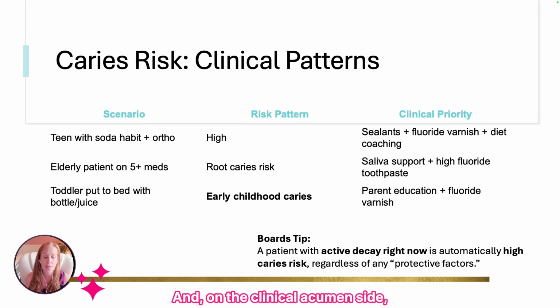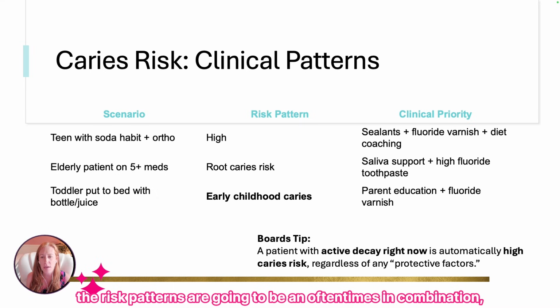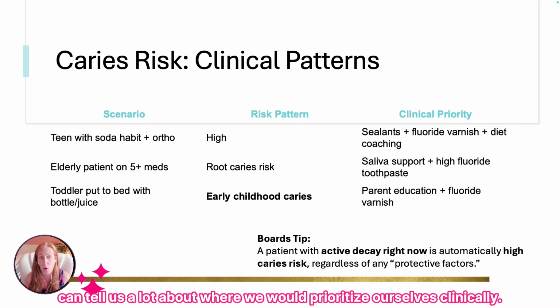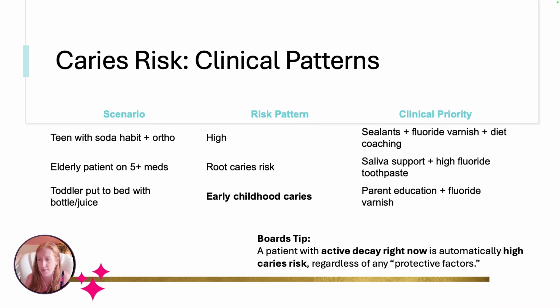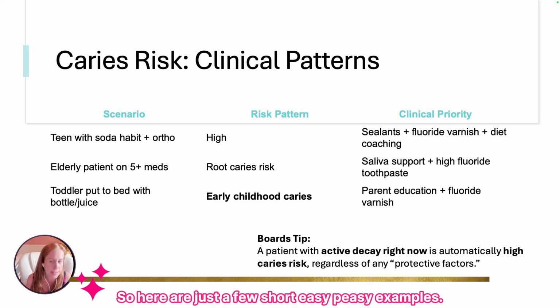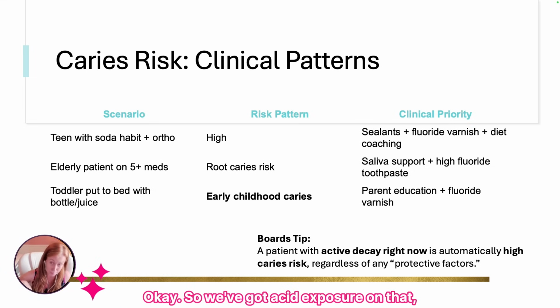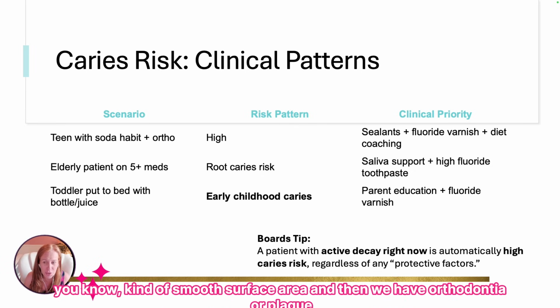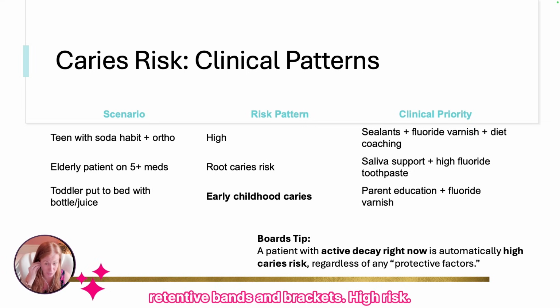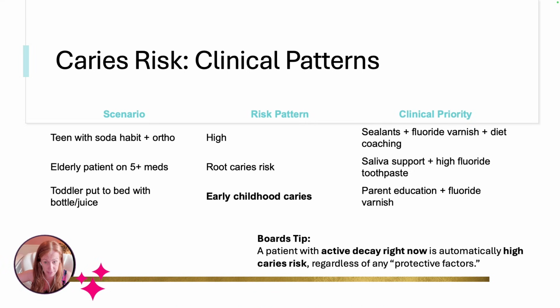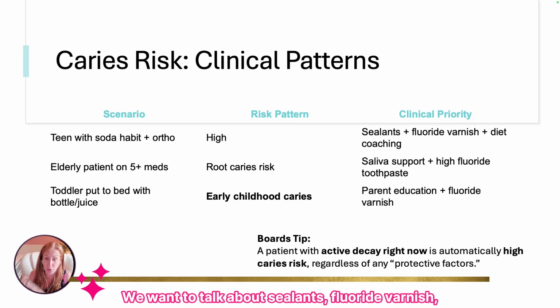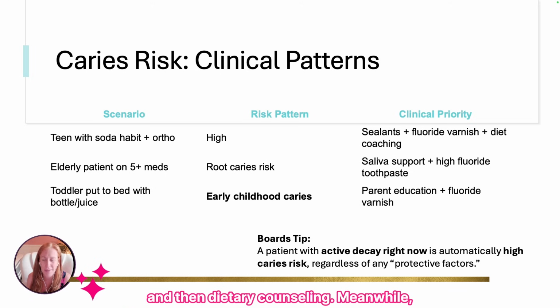And on the clinical acumen side, the risk patterns, and oftentimes in combination, can tell us a lot about where we would prioritize ourselves clinically. So here are just a few short, easy peasy examples. Teenage patient with a soda habit in orthodontia. Okay, so we've got acid exposure on that, kind of smooth surface area, and then we have orthodontia or plaque retentive bands and brackets, high risk. We want to talk about sealants, fluoride varnish, and then dietary counseling.